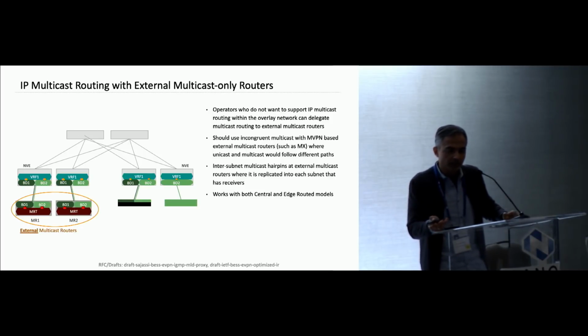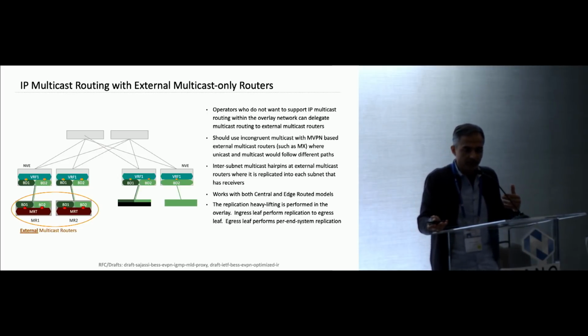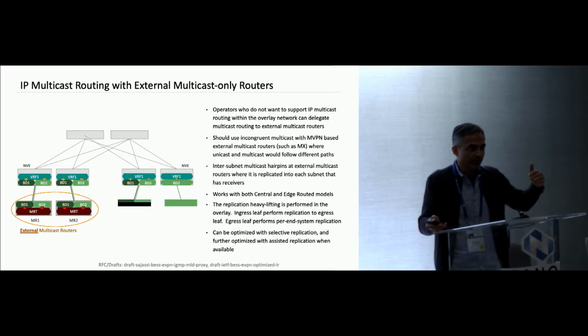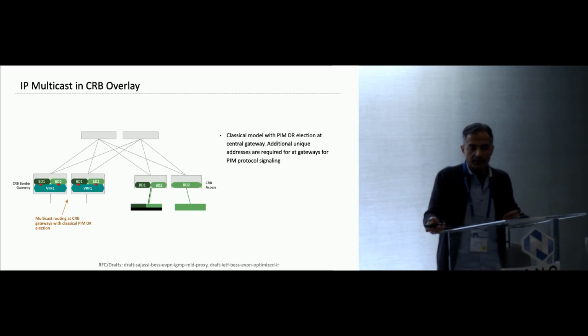Okay, so now that doesn't mean that the overlay itself isn't doing anything for multicast. It is actually doing ingress replication. You can optimize it with selective replication. You can further optimize it with assisted replication. And then you have IP multicast and CRB overlays.